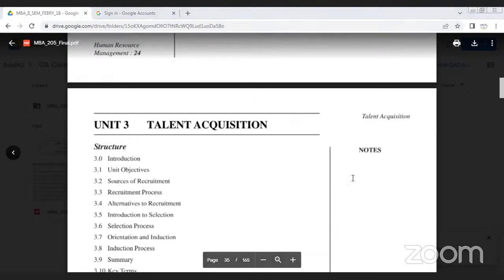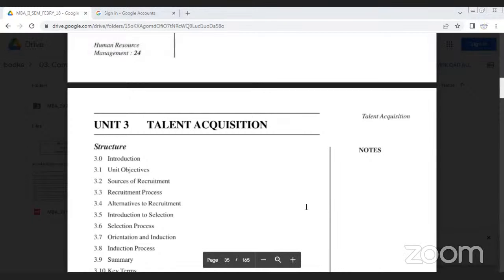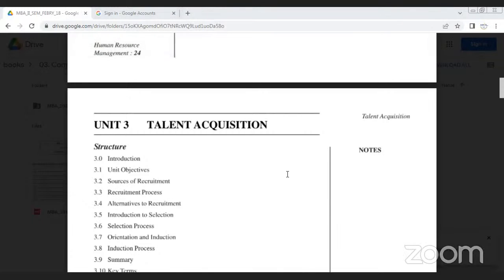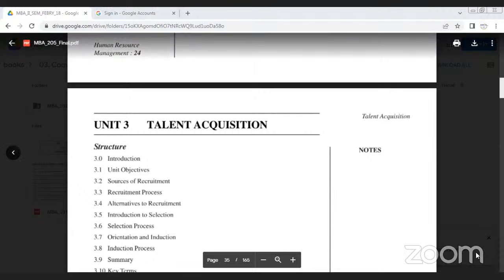Good afternoon. Today we'll start Unit 3, Talent Acquisition. In this chapter, the main concepts are what is meant by talent, sources of recruitment, the recruitment process, alternatives to recruitment, selection, the selection process, and orientation and induction process. These factors are studied in this chapter.